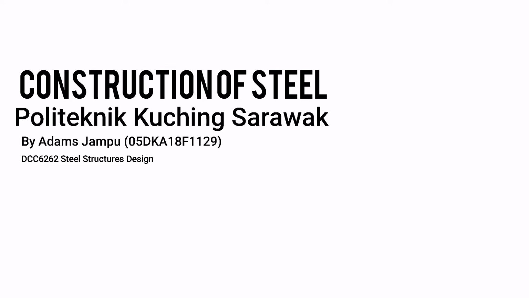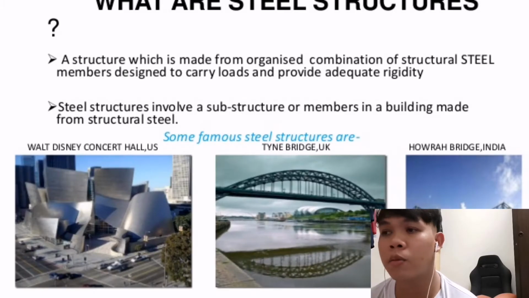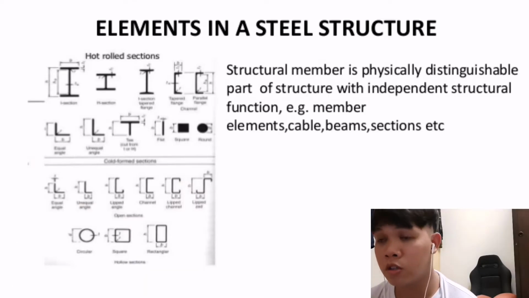So I would like to present about what are steel structures. A structure which is made from an organized combination of structural steel members designed to carry load and provide adequate rigidity. And secondly, a steel structure involves a substructure or member in a building made from structural steel. There are three example pictures of steel structure design. So we go to the next slide.